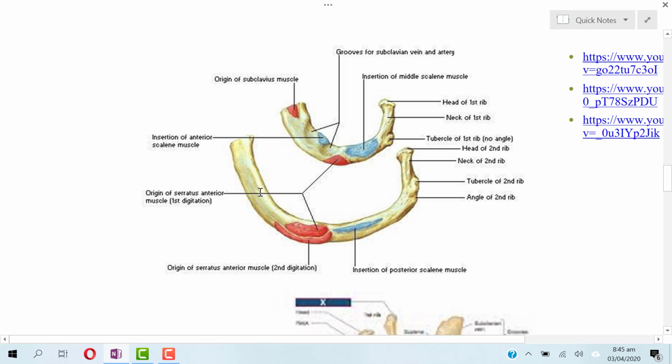Again I will repeat, the length is twice that of the first rib, the shaft is very much curved but it is not twisted. There is a large tubercle which will articulate with the transverse process of the second thoracic vertebra. There is another tubercle which gives attachment to the serratus anterior muscle. So this was the second atypical rib, which is the second rib.